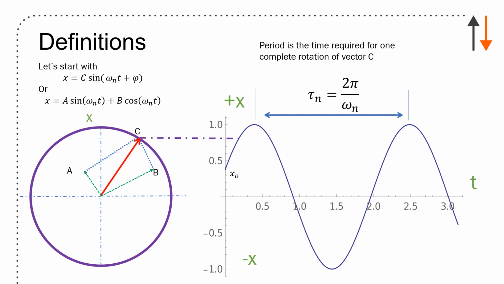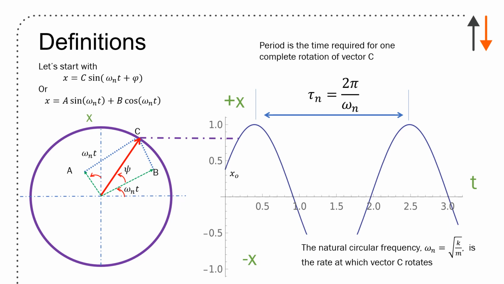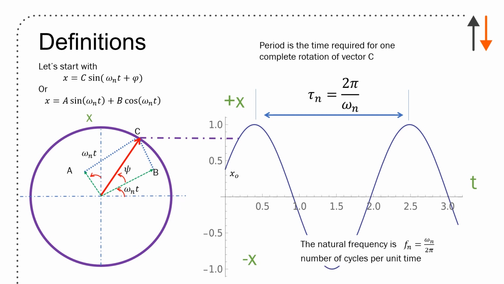And it's important to understand, these are the standard fundamental definitions. Tau equals 2 pi over omega n. They are offset with respect to C by omega nt, and this psi is described here. The natural circular frequency, which is one of the terms that you really got to be familiar with, omega n, is equal to square root of k over m. And it's the rate at which the vector C rotates. Finally, the natural frequency is the number of cycles per unit time.